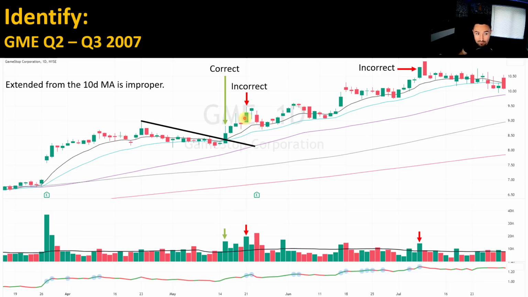But you see here, incorrect here. So you see how, yes, it is a pocket pivot. You have the volume drop. It's a large volume in the last 10 days, so on and so forth.